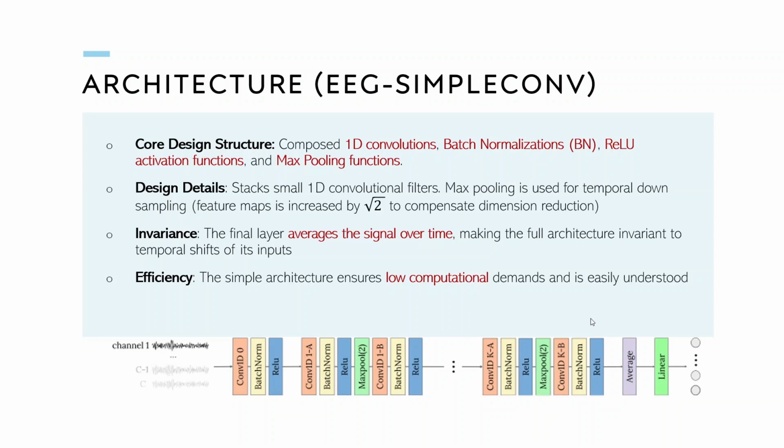Third, in the final layer, average pooling will average the signal over time, making the full architecture invariant to temporal shift of its input. This simple architecture ensures low computational demands and is easily understood. The figure below is the EEG SimpleConv architecture.